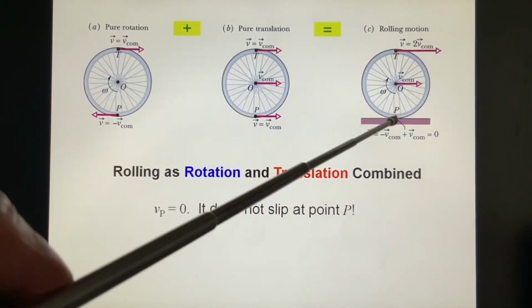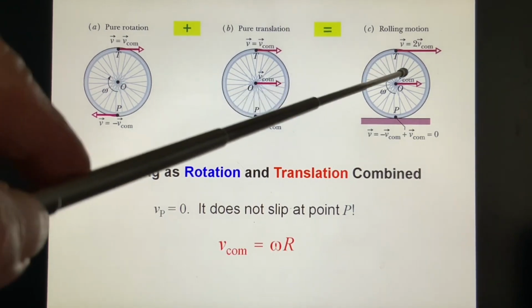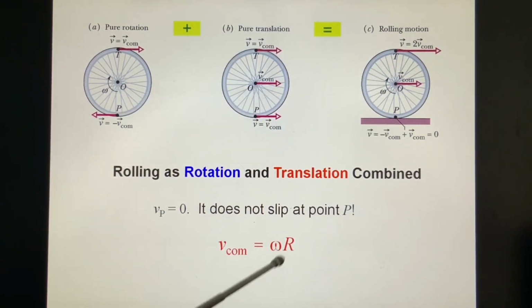The velocity of P is 0 because there's no sliding. And the velocity of the center of mass is omega r. The wheel moves smoothly, no sliding.